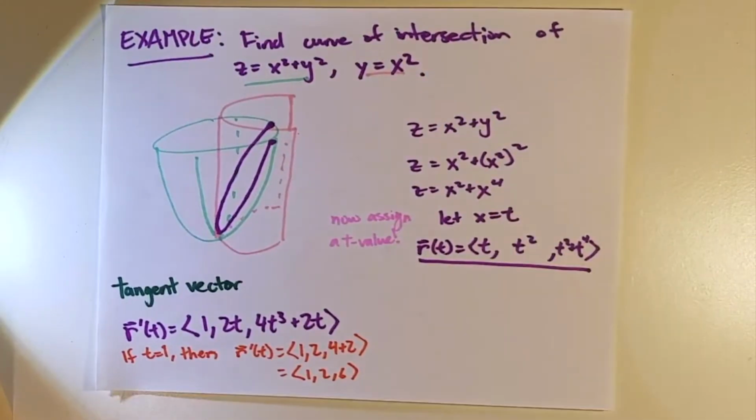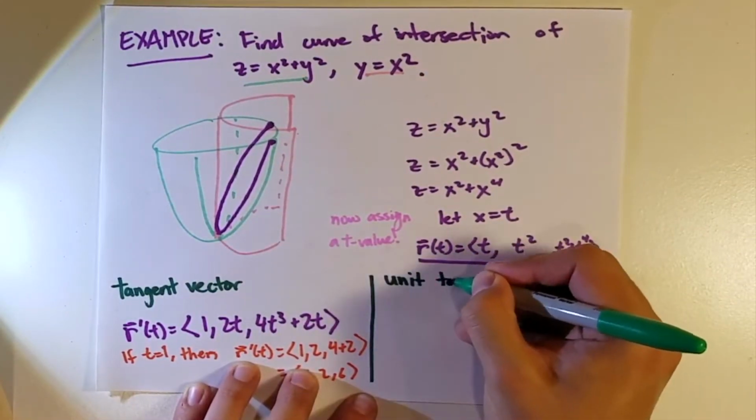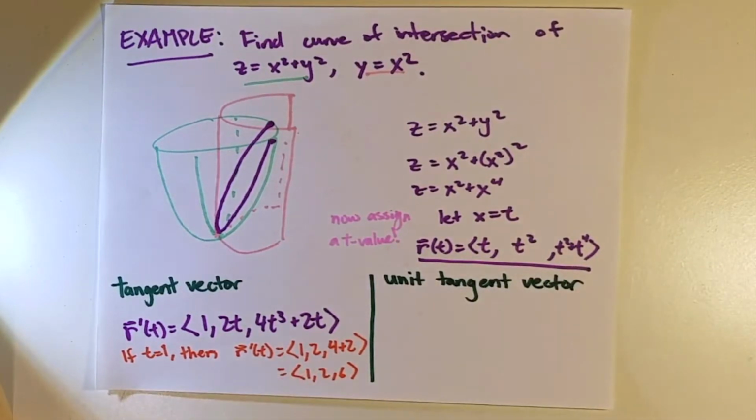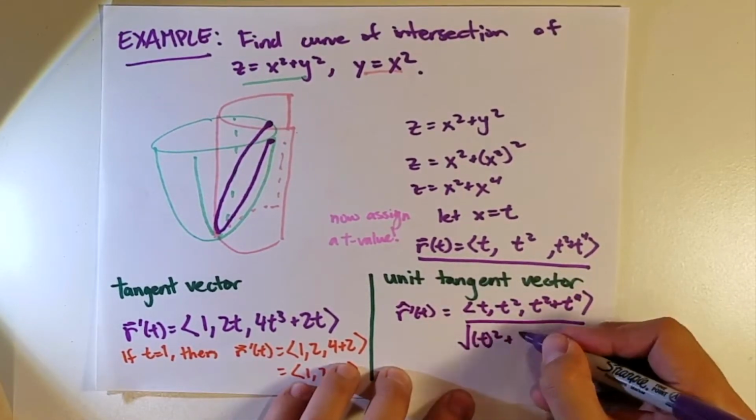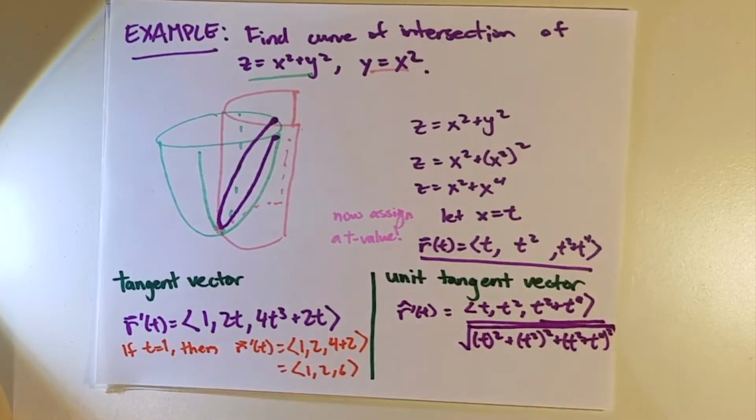Going back to our example, let's find the unit tangent vector, which equals the vector divided by its length. Well, we'll put the vector on top and its length on bottom, and since we're amazing students and we already know how to find the length of a vector, it is this monster. And this is the unit tangent vector, or in other words, the tangent vector of length 1.